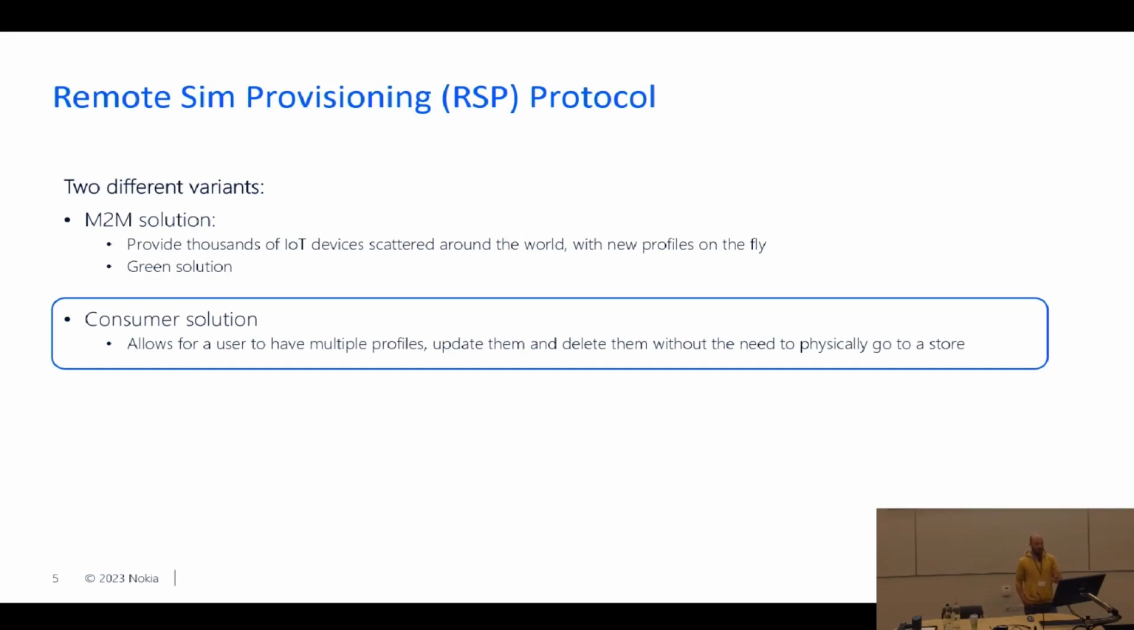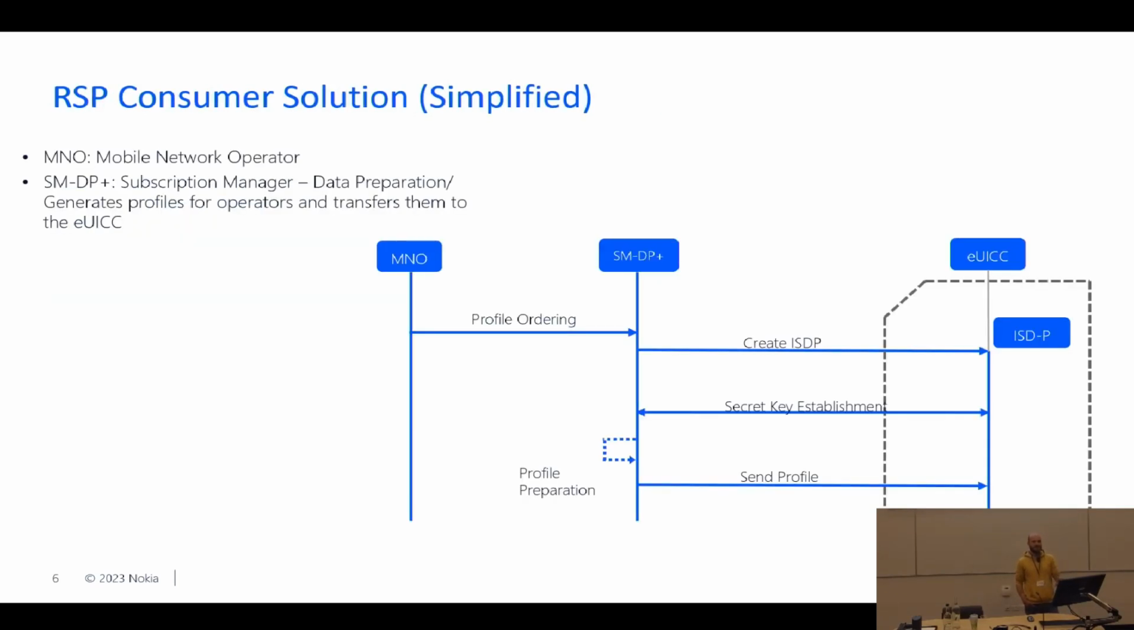And before I dive in, I would also like to give a very simplified description of how RSP, the consumer solution, works. So we have a mobile network operator, MNO. We have the SMDP Plus component, subscription manager and data preparation. In the machine-to-machine solution, this component is divided into two components, SMDP and SMSR for secure routing, but in the consumer solution, these components are merged into one.